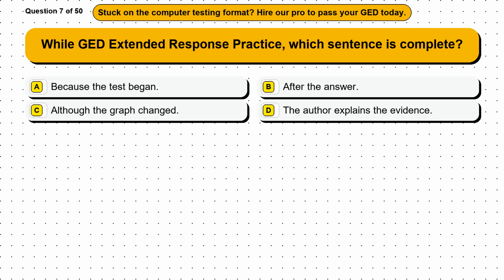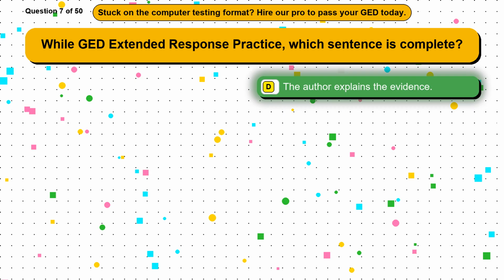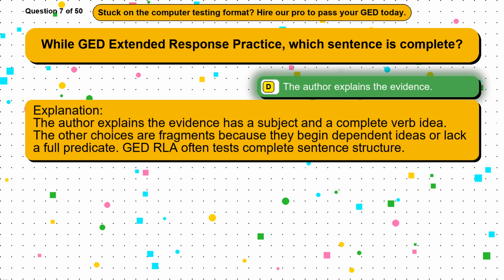Question 7. While GED Extended Response Practice, which sentence is complete? Option A. Because the test began. Option B. After the answer. Option C. Although the graph changed. Option D. The author explains the evidence. The correct answer is option D. The author explains the evidence. The author explains the evidence has a subject and a complete verb idea. The other choices are fragments because they begin dependent ideas or lack a full predicate. GED RLA often tests complete sentence structure.